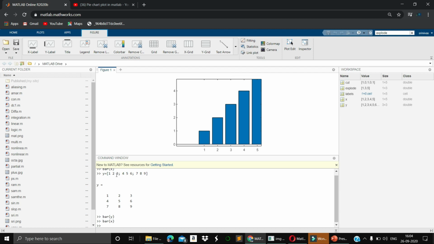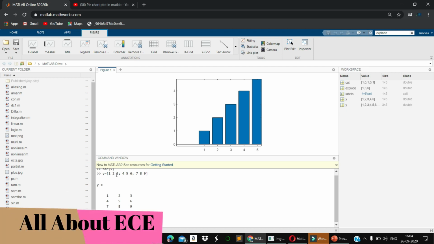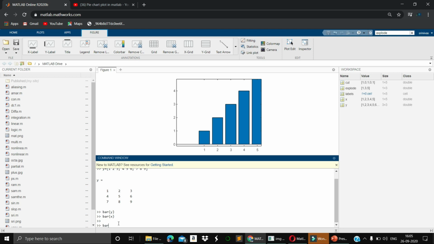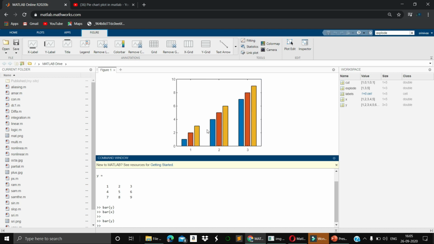When you are specifying the column, whenever you specify a semicolon, it will go to the next row. It means that 1 to 3 belongs to one row. So 1, 2, 3, all these three belong to category 1. 4, 5, 6 belong to category 2. 7, 8, 9 belong to category 3. If I execute this bar of y, then you will observe, right? Wait, let's see. You can observe here the categories.